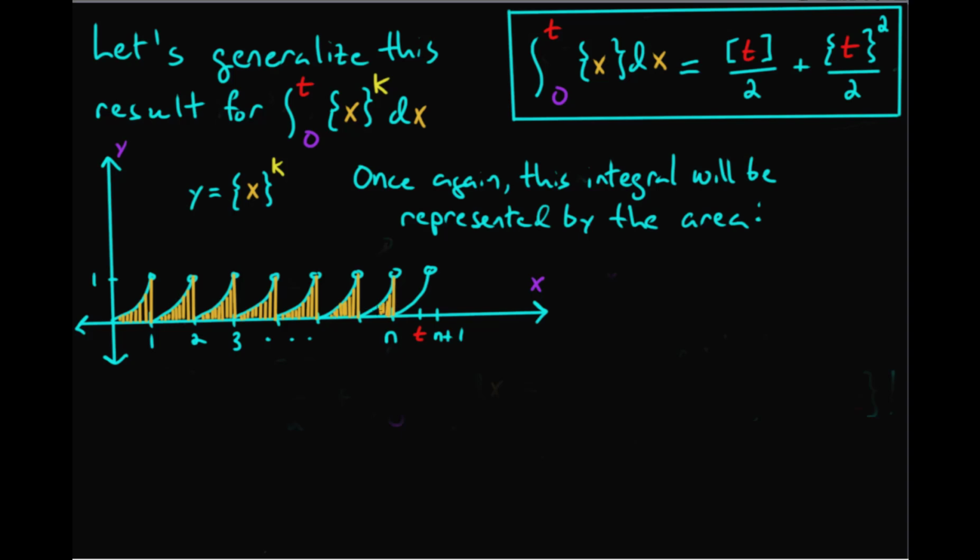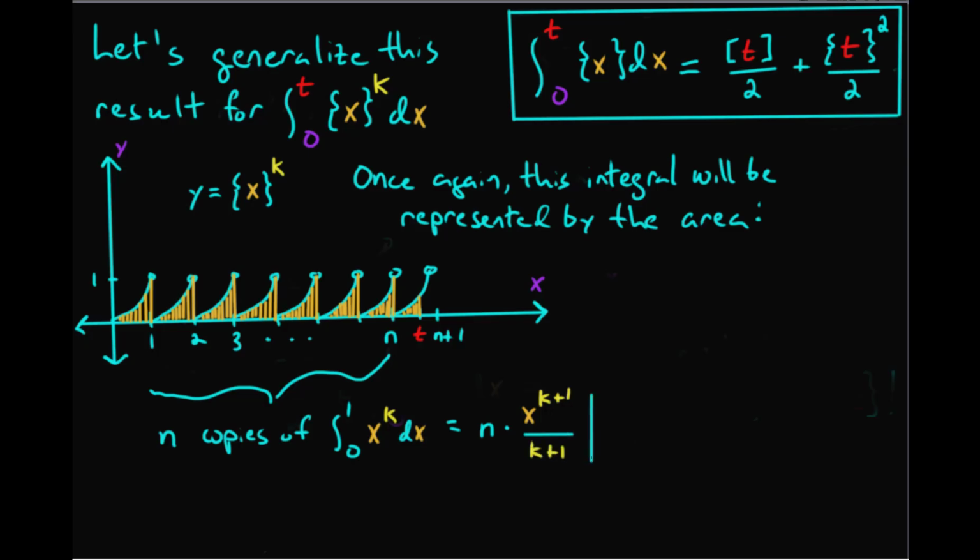And so what that means for us is that we'll have n copies of areas equal to the integral from 0 to 1 of x to the k dx, which equals n times x to the k plus 1 all over k plus 1, evaluated at the endpoints 0 and 1. So that equals n times the quantity 1 to the k plus 1 over k plus 1 minus 0 to the k plus 1 over k plus 1, and that just equals n over k plus 1.